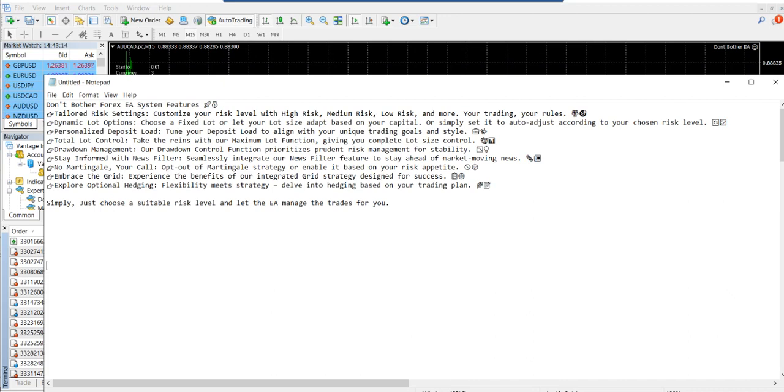Then, if you would like to customize it according to your need, you can choose the dynamic lot option, where you can choose either that the expert advisor should trade on a fixed lot size or let your lot size adapt based on the capital. Or simply set it to auto adjust according to the chosen risk level. If you have chosen the risk level, it will manage the equity or the lot size accordingly. You can also personalize your deposit load if you would like to.